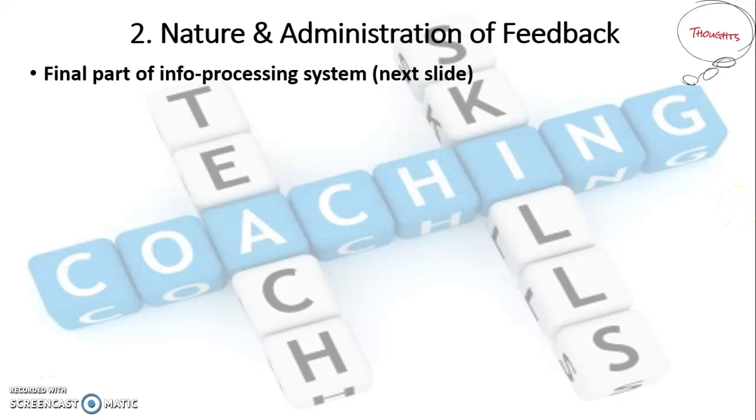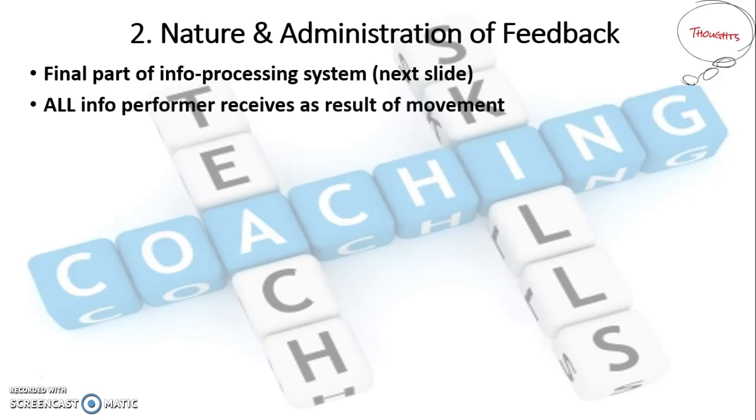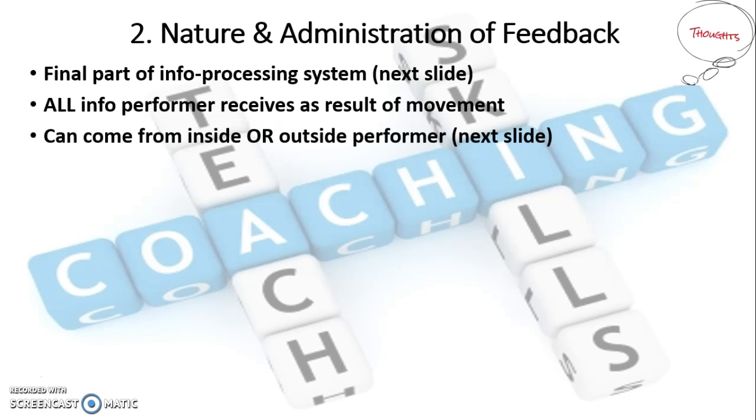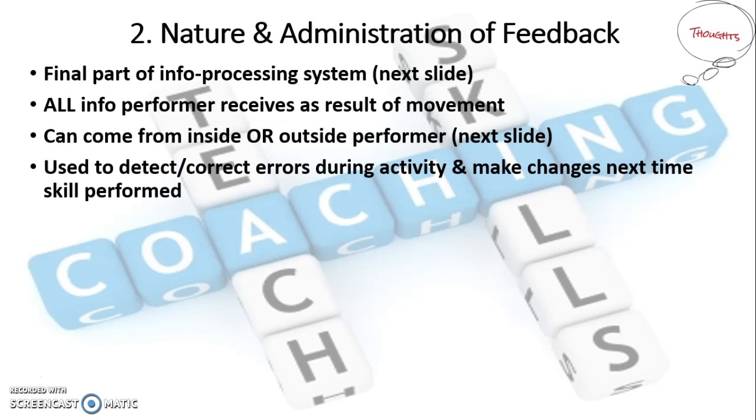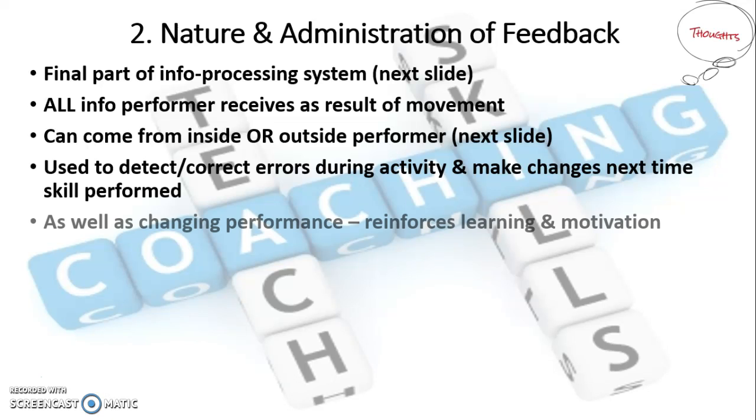Okay, so to continue on from last Thursday's session, just to set you up for the next session, the nature and administration of feedback. Feedback is the final part of the information processing system, which I'll show you in the next slide. All the information that the performer receives is as a result of some form of their movement. It can be internal or external, which again I'll show you on the next slide. It's used to detect or correct errors during activity and make changes next time the skill is performed. So improving through feedback based on trial and error.